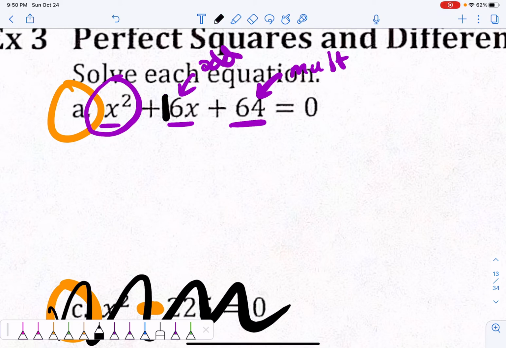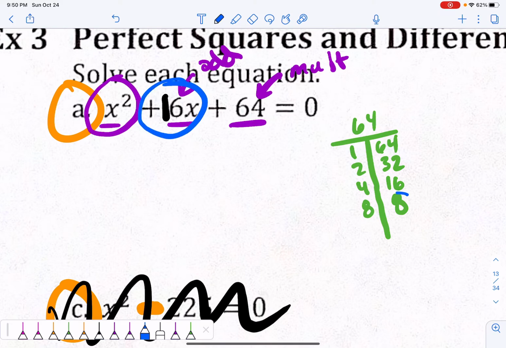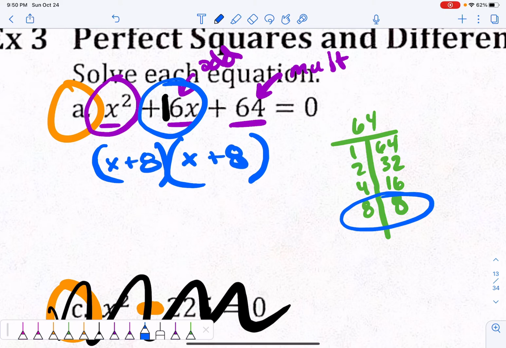All right, so multiplying to get 64. 64 would be like 1 and 64, or 2 and 32, or 3 doesn't go in there, or 4 and 16, or 5 doesn't go in there, 6 doesn't, 7 doesn't, 8 does go in there, 8 and 8. And I think those are the only 4 combinations that will give me 64. So I want the combination that adds together to give me 16, and you can probably figure out that is 8 and 8. So I draw my 2 bubbles, and all I have is x plus 8 and x plus 8, and that's how I factor it down.